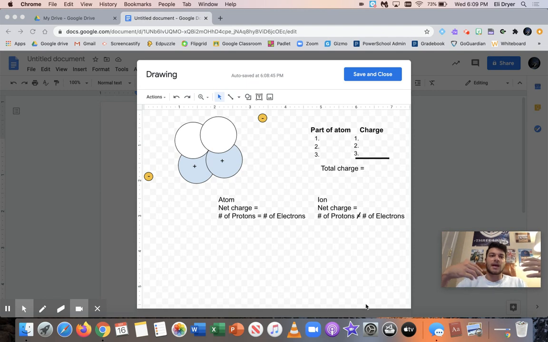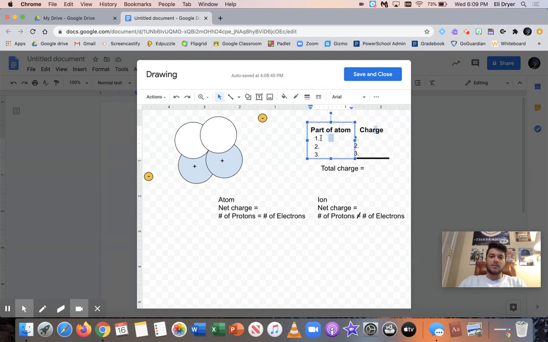Because I don't want to just have you memorize information. I want you to understand it. I want you to understand where this comes from. So let's look at our diagram. I have two protons, two neutrons, and two electrons. I'm going to count the charge for each part of the atom, and we're going to add it up, and we're going to see what it equals.